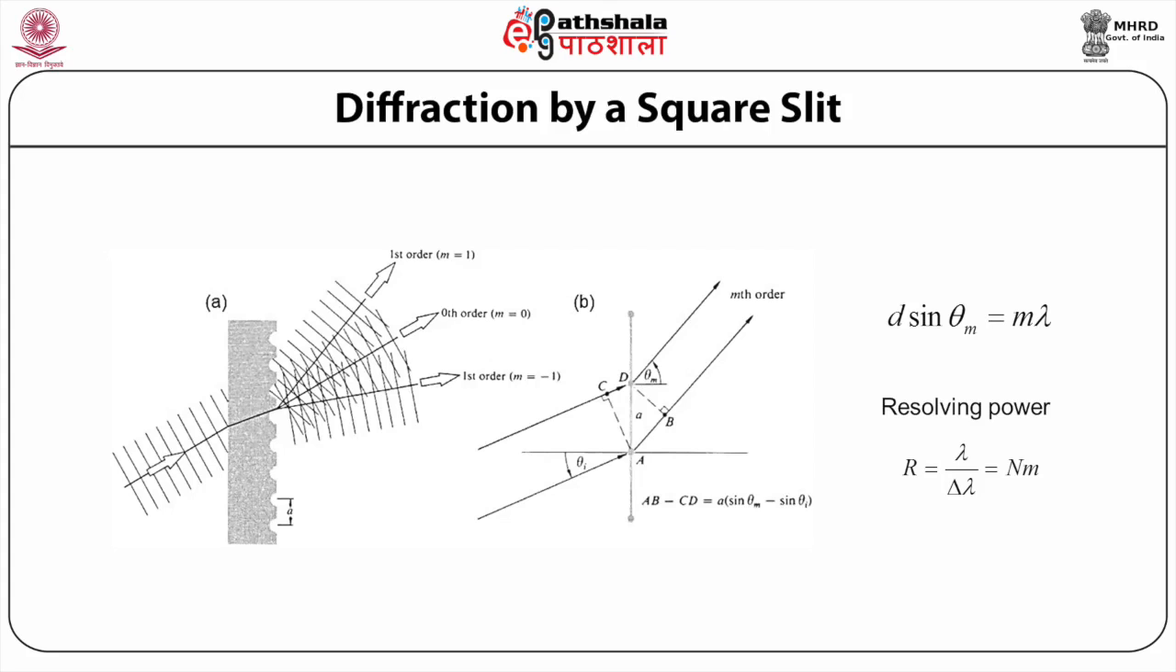It can be from 0 to infinity. Lambda is the wavelength and theta is the angle of diffraction. So depending on the order of diffraction, the angle theta varies. And d is the grating period, meaning the separation between two slits in the grating.